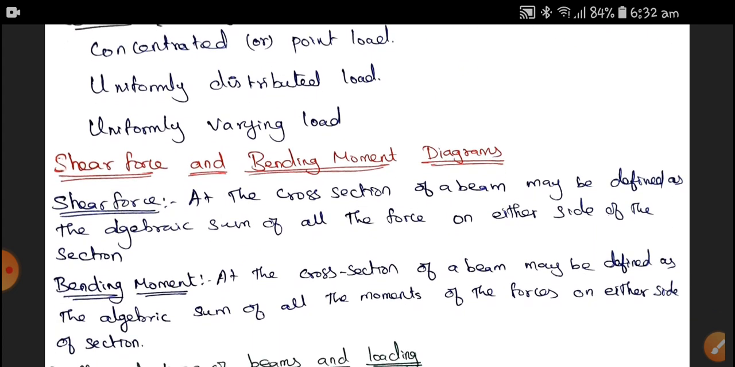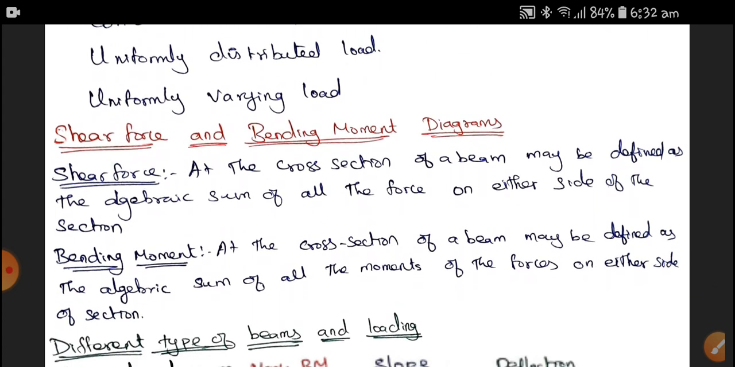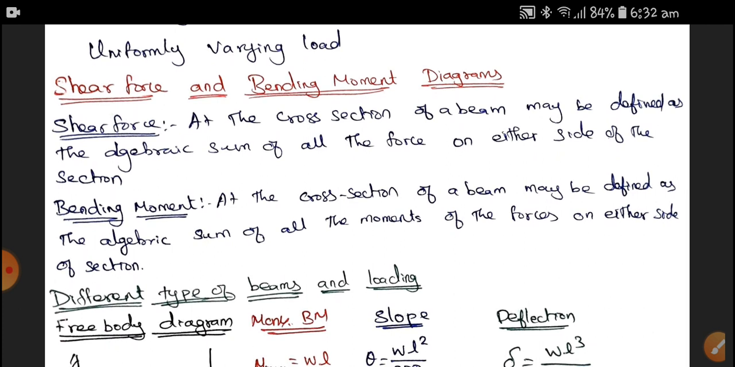The first thing: what is meant by a shear force diagram? What is meant by a bending moment diagram? Here, we want to know what is meant by a shear force. Shear force at the cross section of a beam may be defined as the algebraic sum of all the forces on either side of the section. That is called shear force.